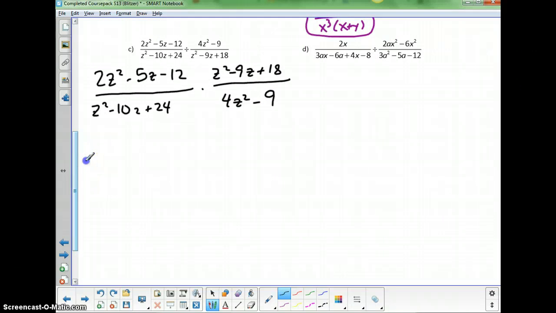Okay, so let's start factoring this. I'm going to factor the easiest part first and work my way to the hardest part. The easiest part to factor is this difference of squares right here. So we're going to do the (2z plus 3) and the (2z minus 3).